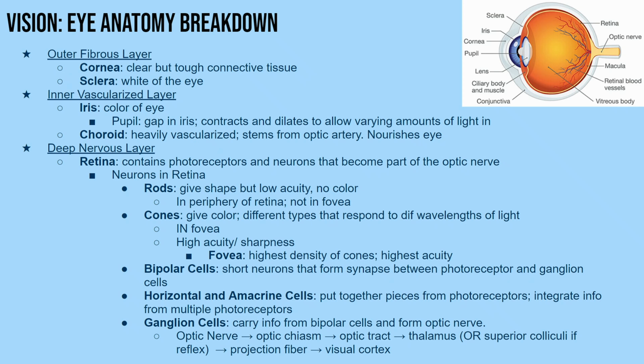Horizontal and amacrine cells integrate information between the photoreceptors, between the rods and the cones, and then the ganglion cells carry the information from the bipolar cells to form the optic nerve. So that's kind of a lot, but these are available for you to look at.